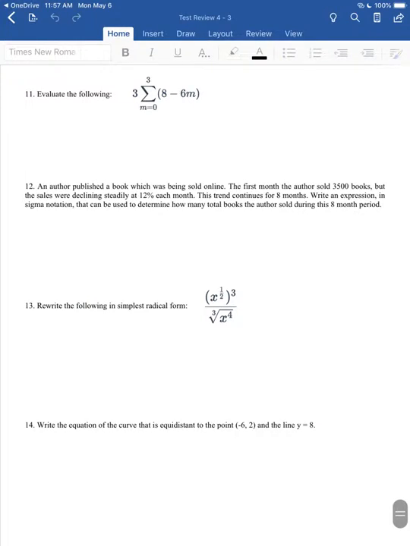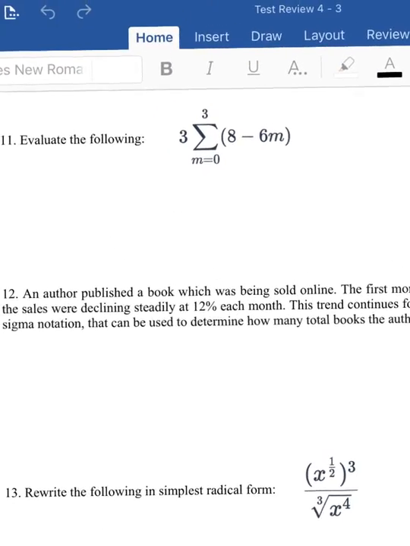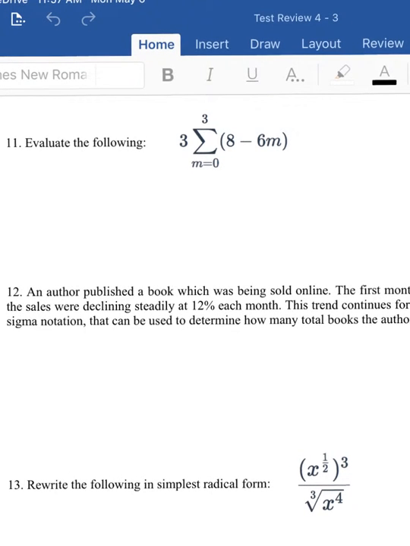Number 11 is a summation. So again, you're going to plug one thing in at a time. It wants you to start at 0 and end at 3. And then this 3, we're going to multiply by after. You can multiply each individual term by that if you wanted to, and then add them up. I always just wait till the end. That's up to you. You still should get the same answer as me.